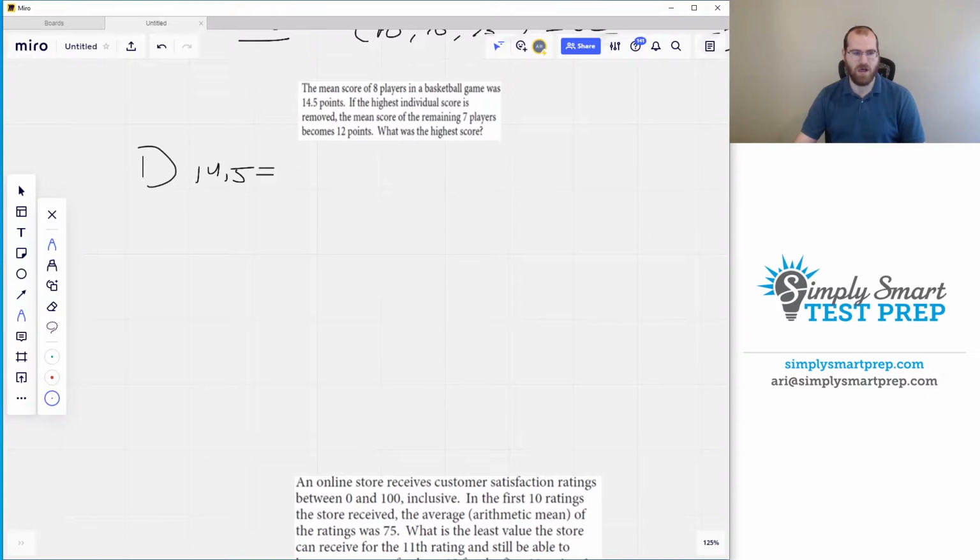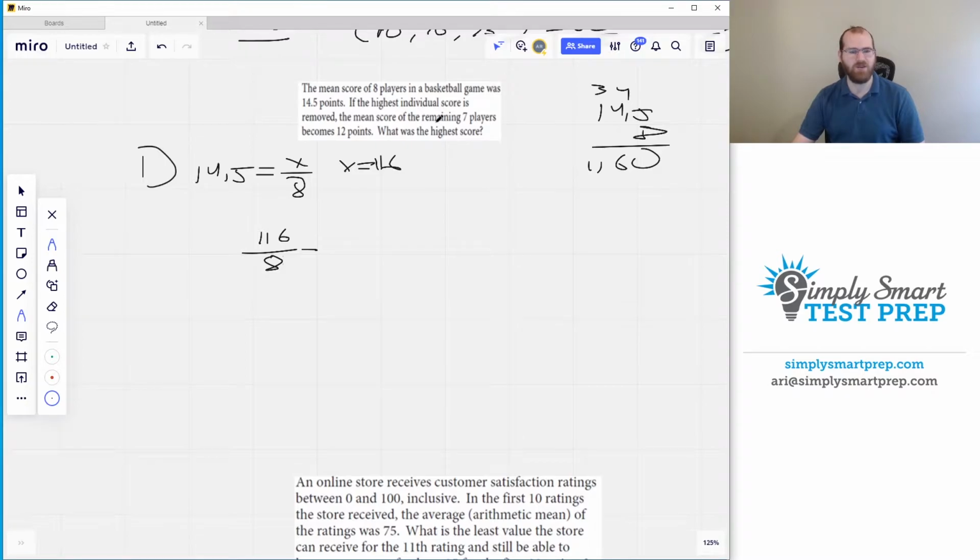14.5 equals x over 8. Okay, set that up. 14.5, let's solve for x. 14.5 times 8 is 116. So I have x equals 116. I'm going to set this up as 116 over 8. Now, what did I do next?